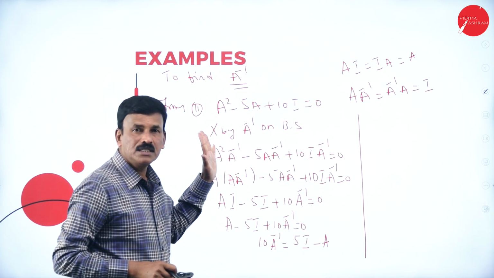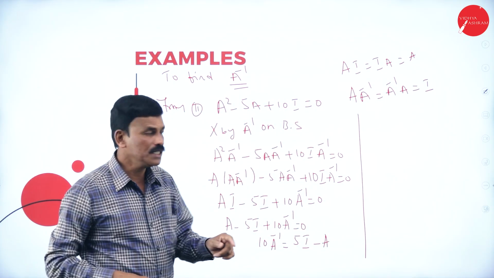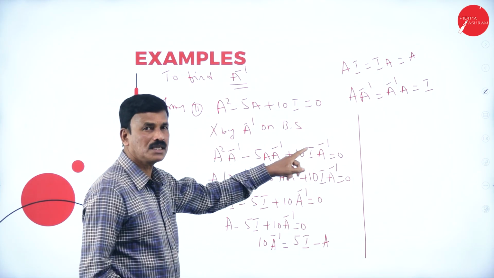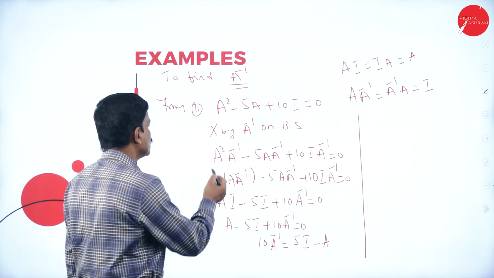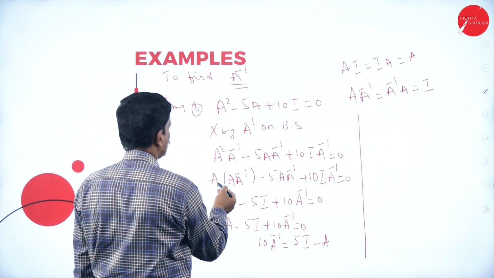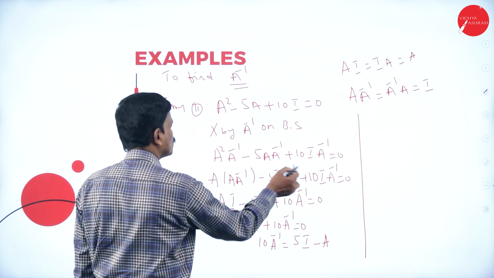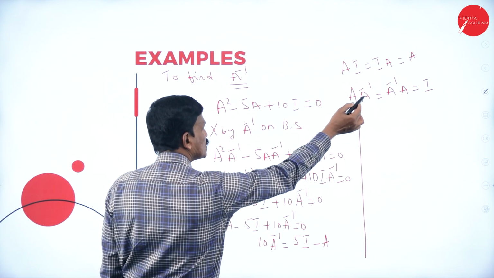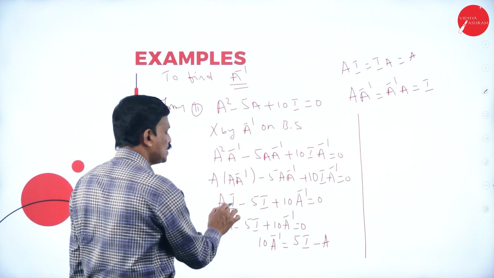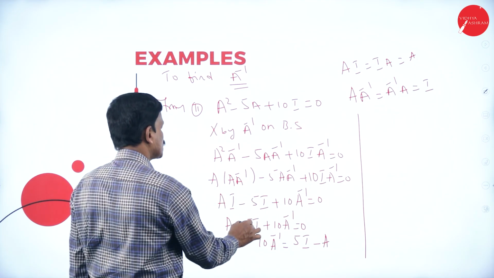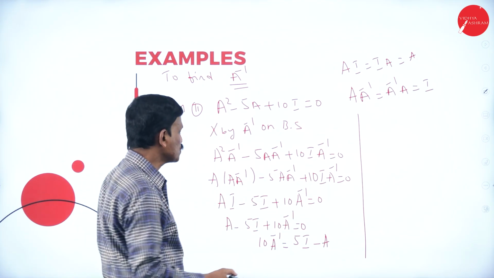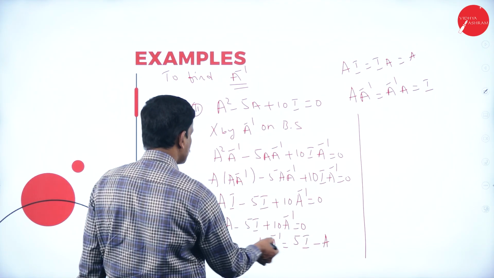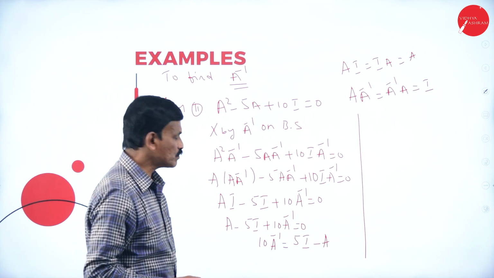Okay. To find the inverse, just multiply both sides by A inverse. A square into A inverse minus 5A inverse plus 10I A inverse. A square can be written as A into A inverse, so A inverse is equal to I into A inverse is equal to again A inverse, A into I is equal to A minus 5I plus 10A inverse is equal to 0, or 10A inverse is equal to transfer: minus 5I becomes plus 5I and plus A becomes minus A.